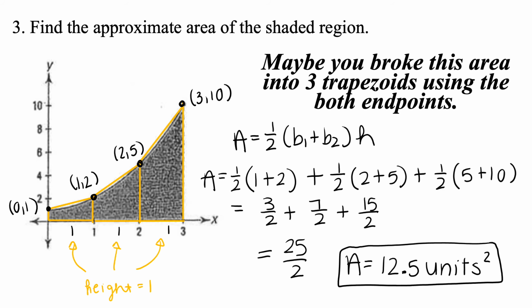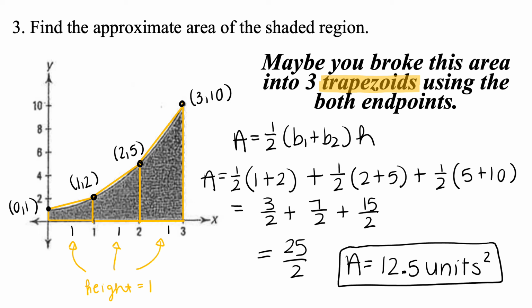Now maybe you took it a step further and you saw that both sets of rectangles I just showed you gave us an approximate area, but both were pretty off. We either saw an over or an underestimation. Maybe you decided to break this into trapezoids using both endpoints. So maybe you remember the area for a trapezoid is 1/2 base 1 plus base 2 times the height.